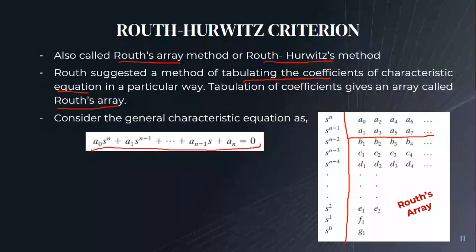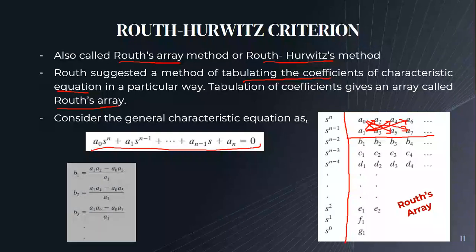To determine the value of b1, what I'll be doing is a1 into a2 minus a0 into a3, divided by a1. Similarly, to find the value of b2, I'll be doing a1 into a4 minus a0 into a5, divided by a1. Similarly for b3, a1 into a6 minus a0 into a7, divided by a1. If I write down this formula like this, you can compare it using the Routh series.